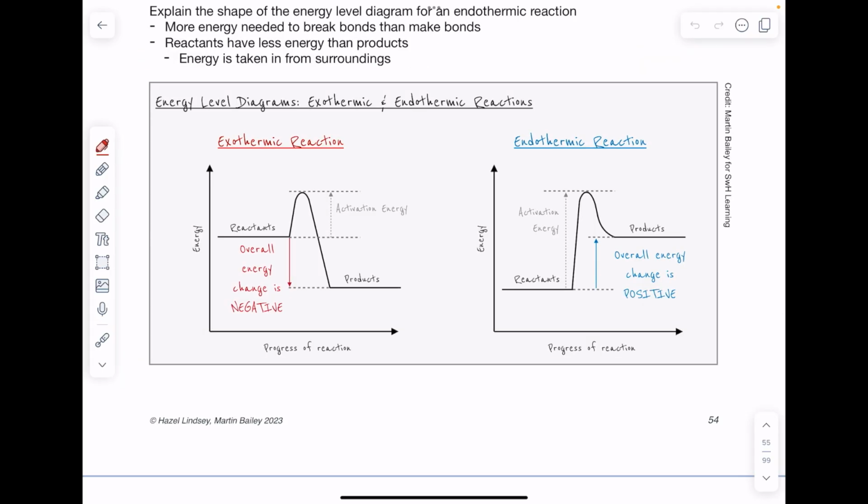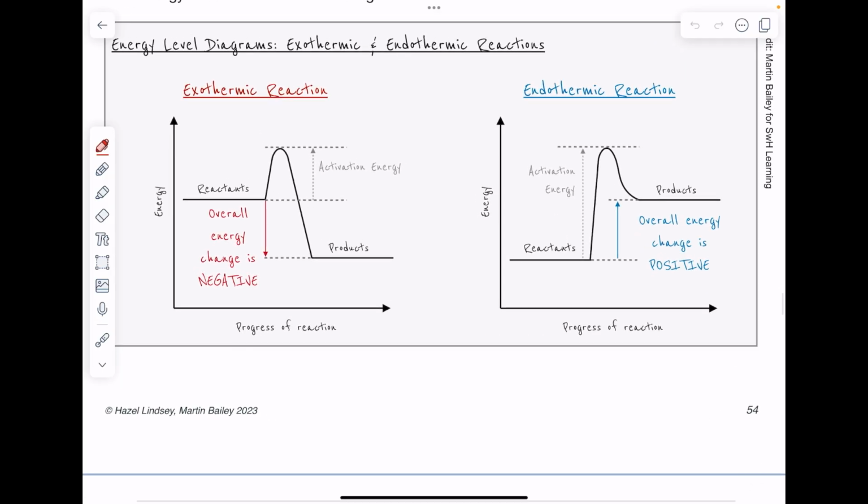Let's look at these energy level diagrams. So with our exothermic reaction, remember that delta H, our energy change, is negative. And what that means is that our products have less energy compared with our reactants. So do make sure that these reactant lines are higher compared with the products. The difference between those two lines is your energy change. Your activation energy, remember, is the minimum amount of energy required for a reaction to take place.